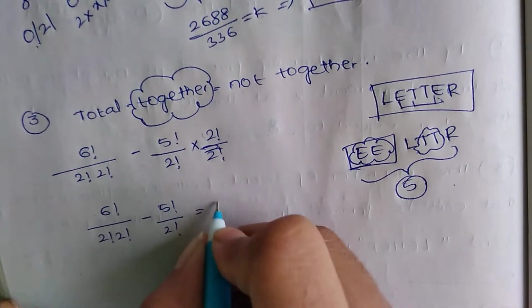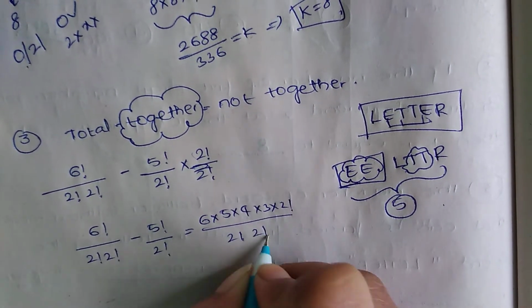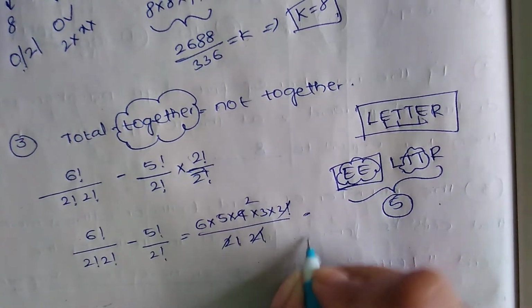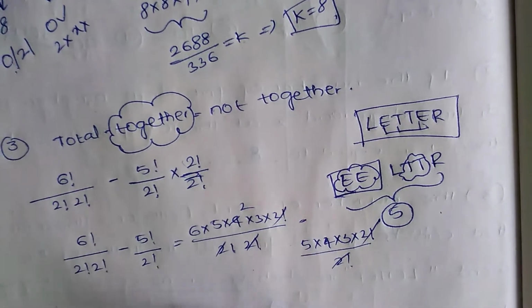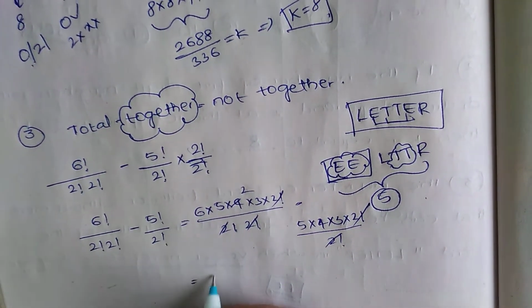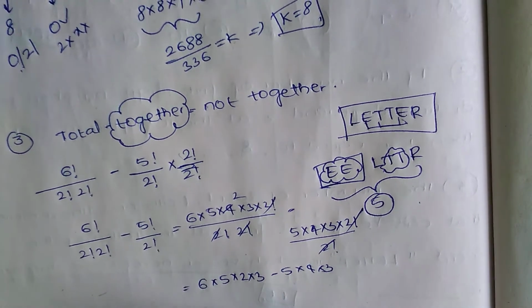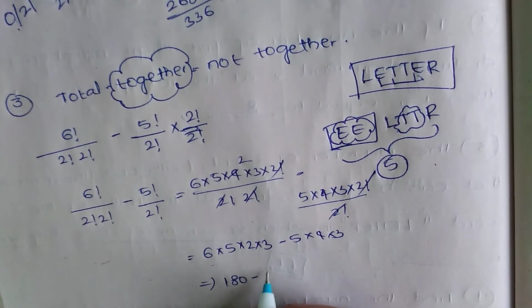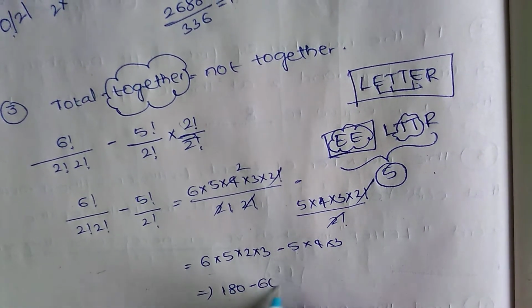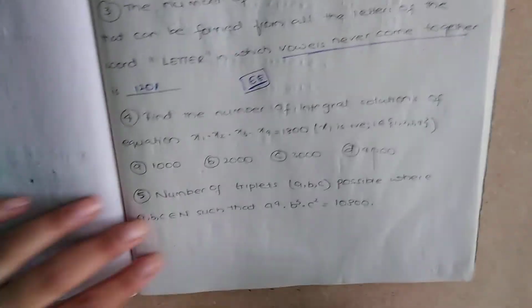Yes, you solve it. What do you get? 6 into 5 into 4 into 3 into 2 factorial by 2 factorial into 2 factorial minus 5 into 4 into 3 into 2 factorial by 2 factorial. Okay, you solve this, you will get 6 into 5 into 2 into 3 minus 5 into 4 into 3. This will be 180 minus 60, which is 120. Got it? So 120 such words are possible.